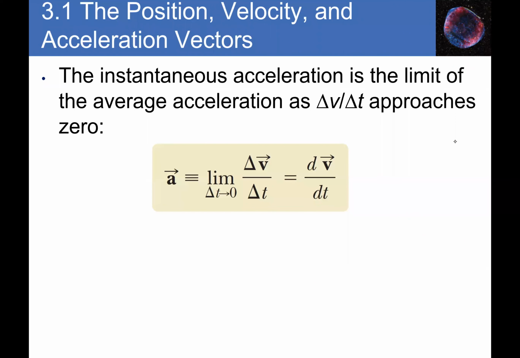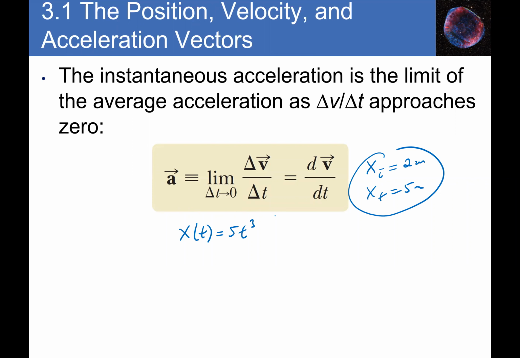Think like this. If you're given x initial position, which is 2 meters, and final position, which is 5 meters or something like that, there is absolutely no need to do any derivatives here. You do that when x as a function of time is given, maybe like 5t cubed or something like that. Here you are given initial and final position, whereas there you're given how the position changes as a function of time.